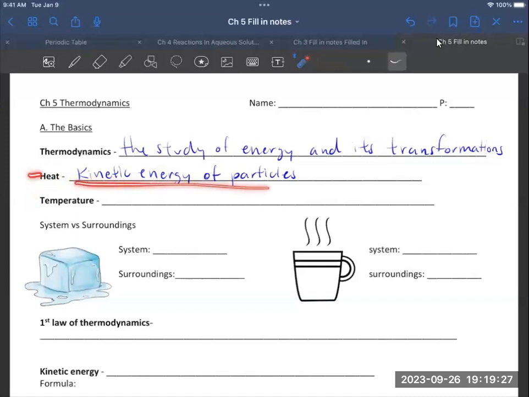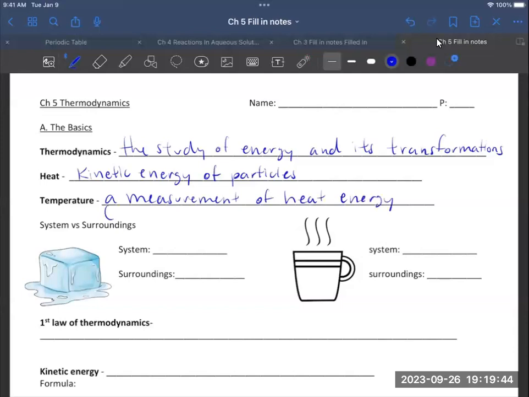Next is temperature. So there is a difference between heat and temperature. Heat is literally just the kinetic energy of the particles. Temperature is a measurement of that heat energy. And specifically, if you want to get down to the specifics, it's an average of the kinetic energy of all the particles. If this second definition doesn't make a whole lot of sense to you, don't worry. We're going to talk more about what average kinetic energy means in our gas law chapter.